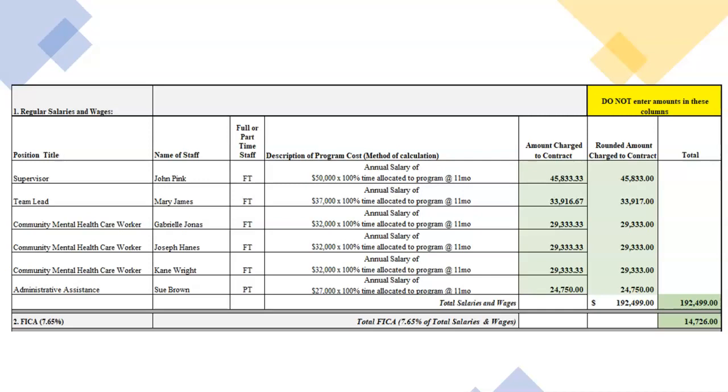Indicate the name of each position, the name of the staff, whether the position is a full-time or part-time position to the agency, a description of the program cost, this is your method of calculation, and the amount that will be charged to the contract. Your FICA is automatically calculated in the budget worksheet using the total salaries and wages and the 7.65% established rate.